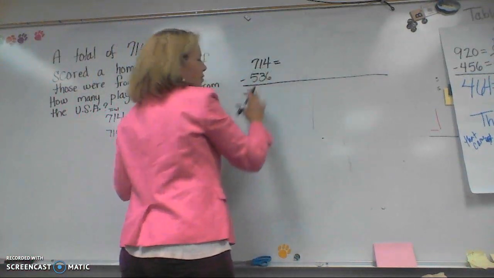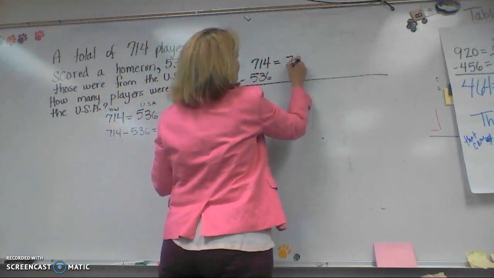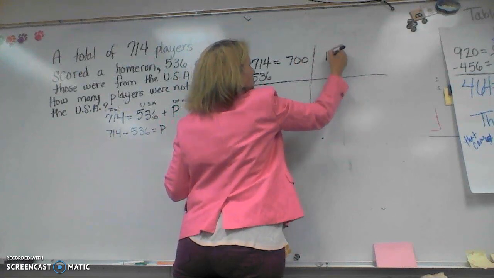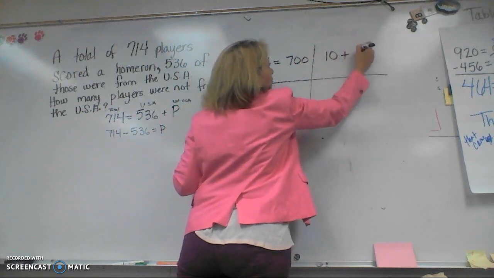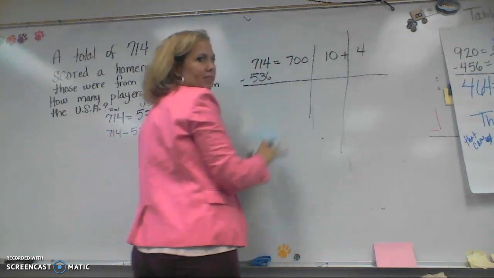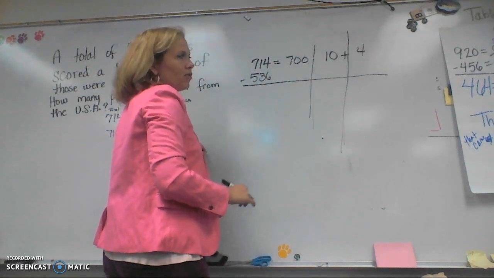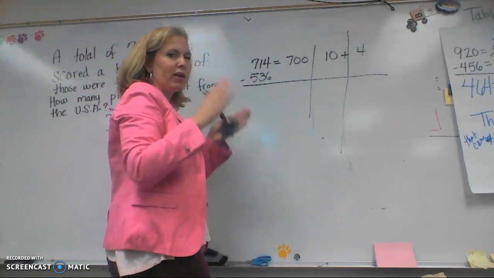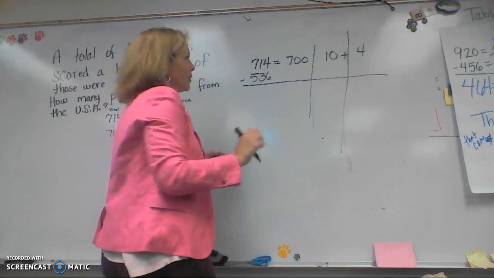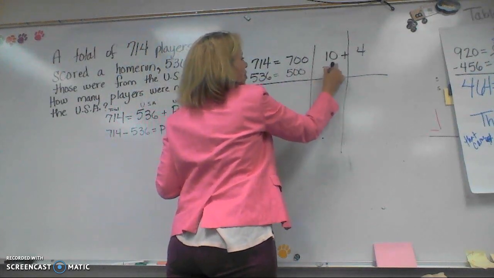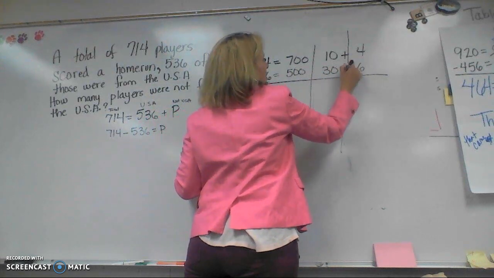So expanding it out, say it slow, 714 is the same as 700 plus 10 and 4 ones. I like to keep my place value chart in my mind, and sometimes I like to draw those lines just so I make sure I line up all my places. Equals 536.